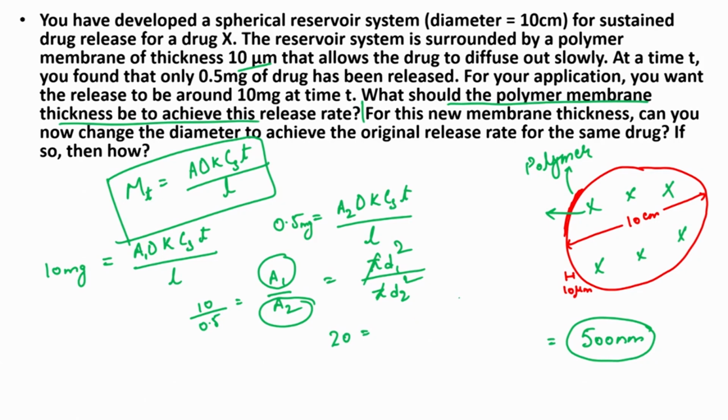20 should be equal to d1 square by d2 square. So, now what you can do is you can then solve for this and get the ratio of these two. So, if I want a ratio, I can just do a square root on both sides. So, square root here, and then if I do a square root, this is going to get removed, and now I can find how I can change the diameter. I can increase it by a certain amount, I can decrease it by a certain amount to get the original release rate.